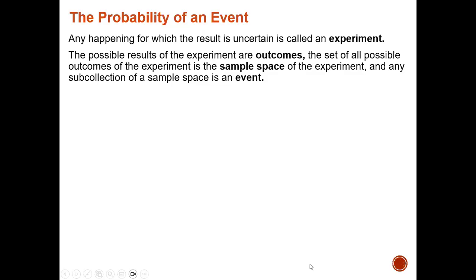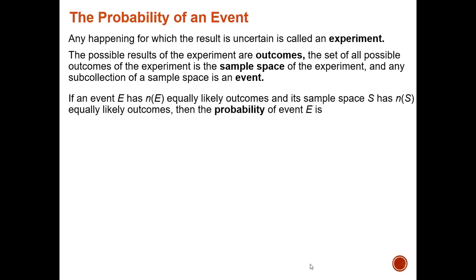Okay, so now we're going to move on to probability, and these counting techniques are going to help. Okay, so any happening for which the result is uncertain is called an experiment. The possible results of the experiment are outcomes. The set of all possible outcomes from that experiment is the sample space. And any subcollection of a sample space is an event.